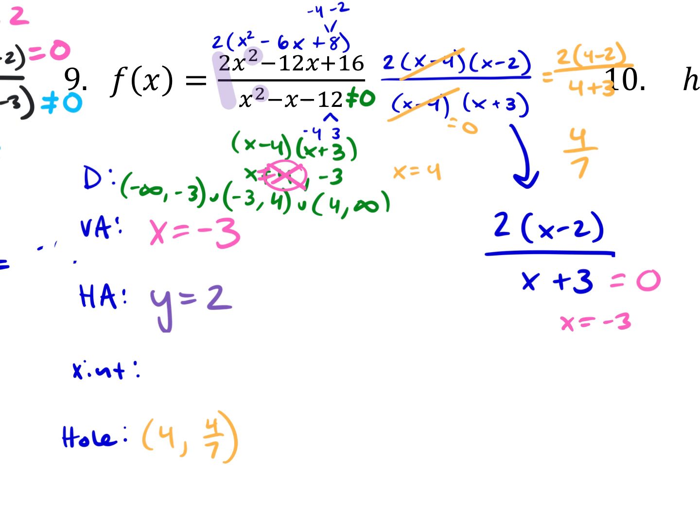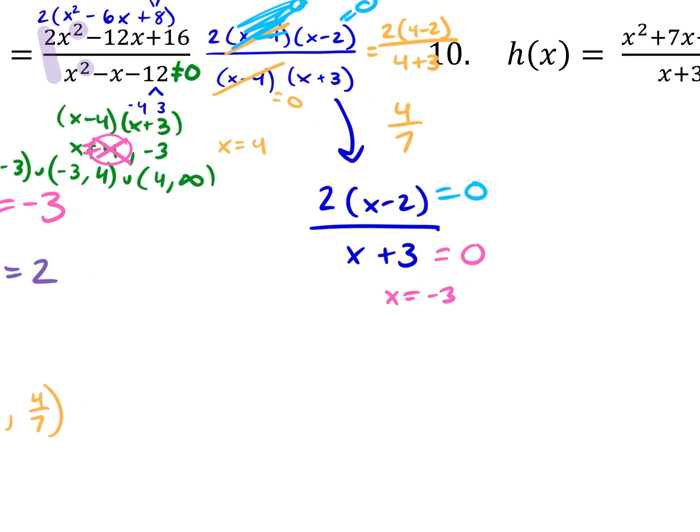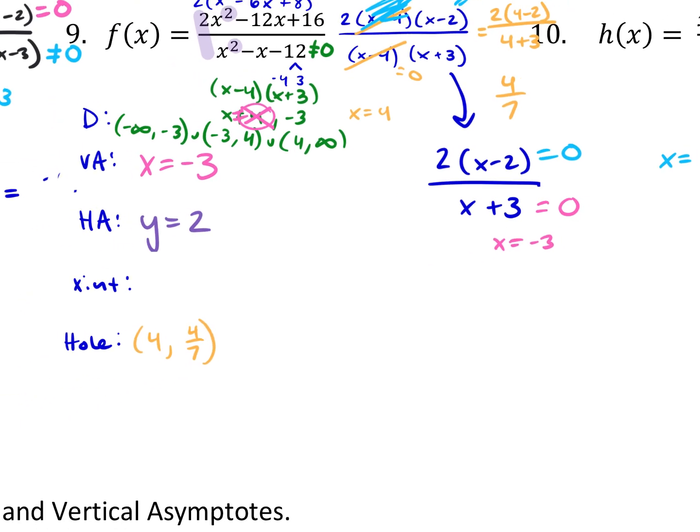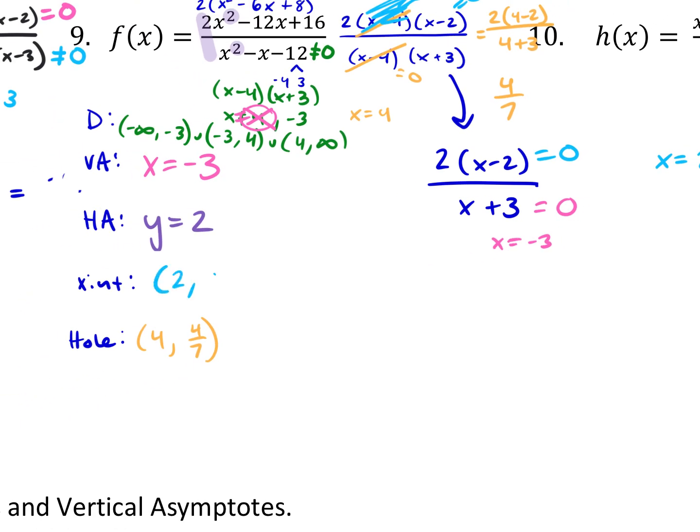What do we do to find the x-intercept? Set the numerator equal to 0. Of the original or of the new one? Doesn't matter. Does it? What do you think? Can I have an x-intercept at 4 if I set the numerator equal to 0? No, because we had a hole there. So that doesn't count. So of the new one, you'd want to set the numerator equal to 0. So we get x equals 2. As an x-intercept, we would say 2, 0.